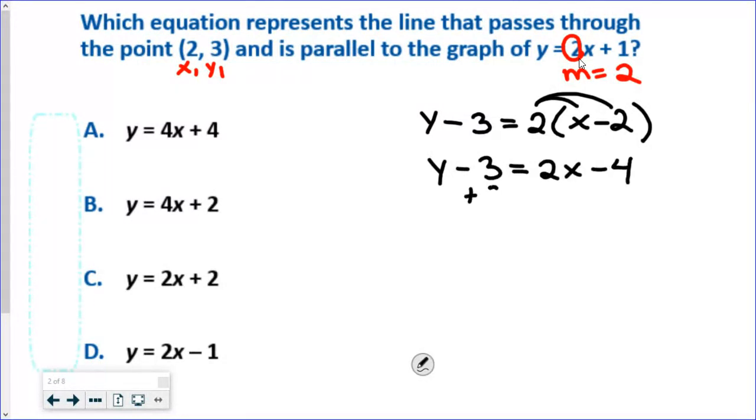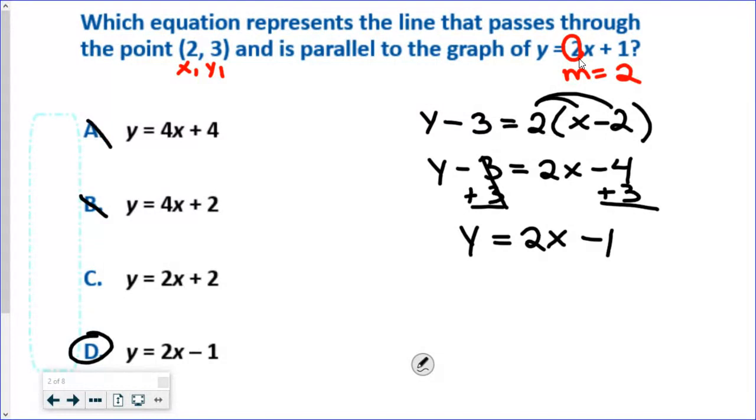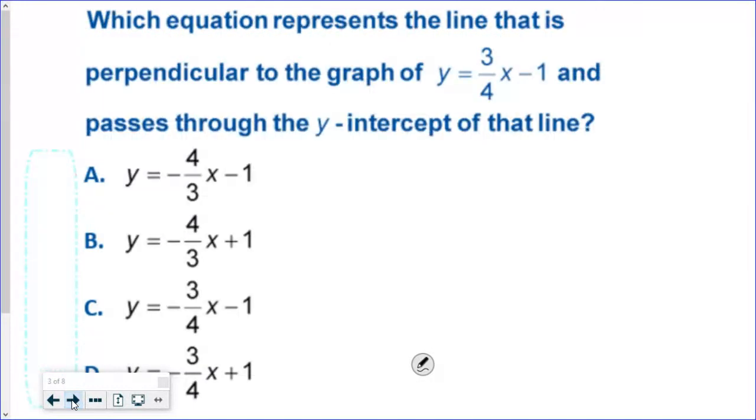Remember, this is what we did on Friday. And you get y equals 2x minus 1. So your answer is D. I knew for sure it couldn't have been A or B just because of the slope. So it was down to a 50-50 to start.